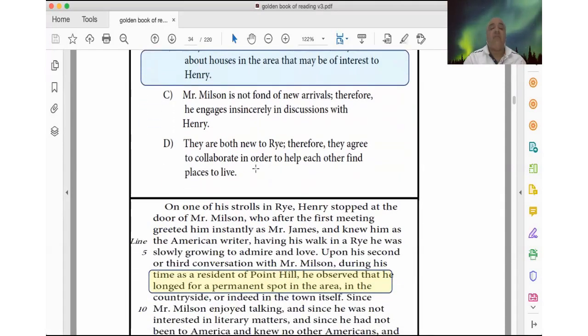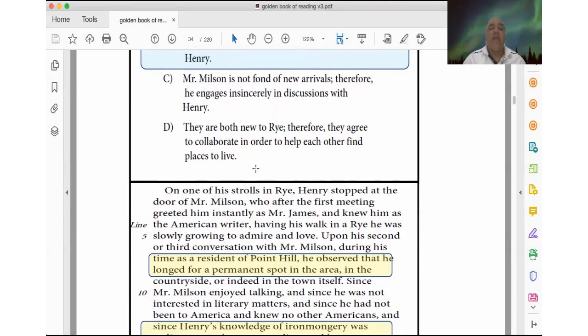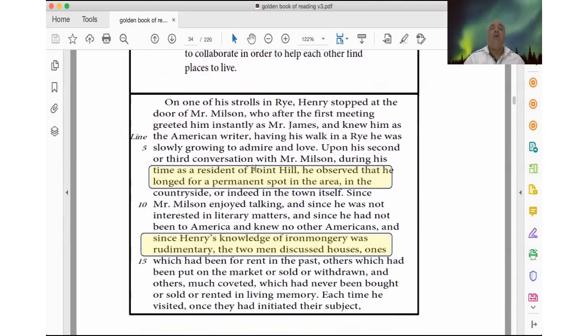Choice D, they are both new to Ray. Ray is the name of a city. Therefore, they agree to collaborate in order to help each other find places to live. We cannot tell which one is correct until we read the first paragraph. Let's go there.